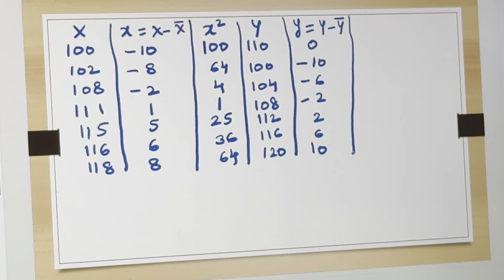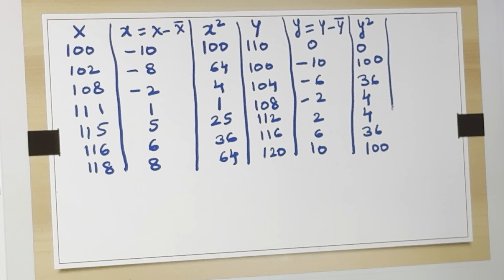After calculating y, you will have to calculate small y square. How do we calculate it? 0. Minus 10 into minus 10 will give you 100. Then you have minus 6 into minus 6, 36. Then you have 4, 4, 36. And the last value is 100.